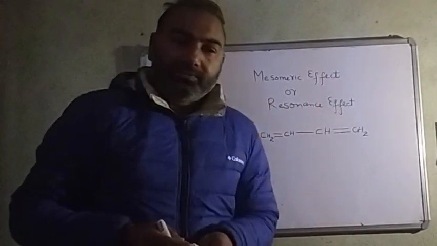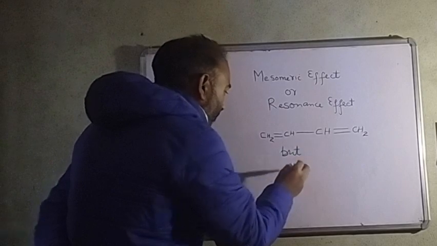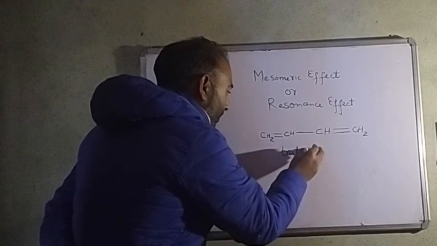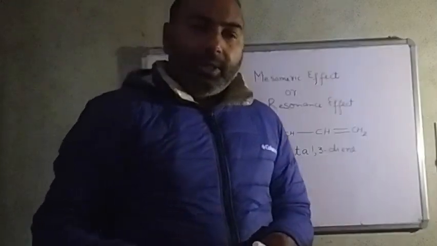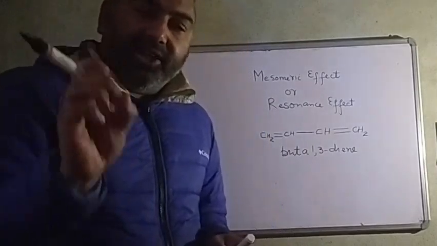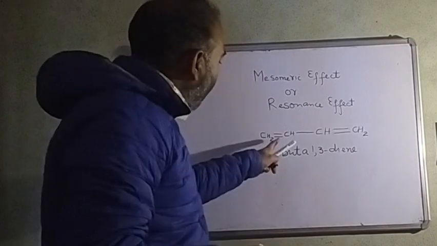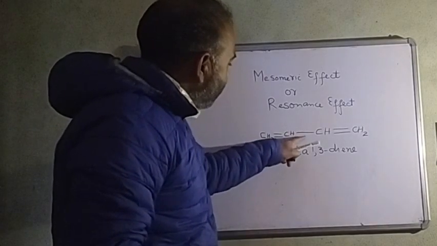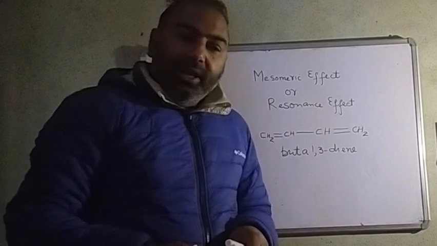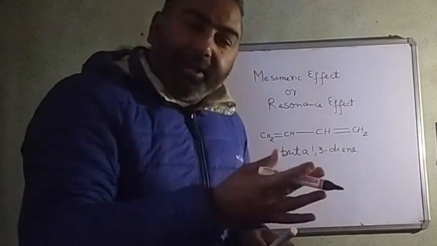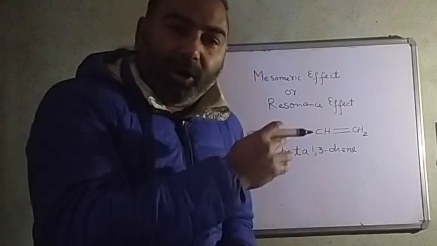This is a molecule. Its name is buta-1,3-diene. It has two pi bonds, two double bonds, alternate. First double, then single, then double. So we have pi bond, then sigma bond, then pi bond. Such alternate double bonds are called conjugated double bonds.